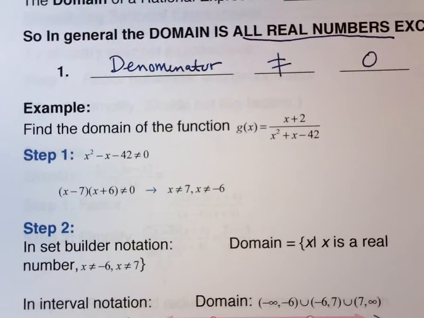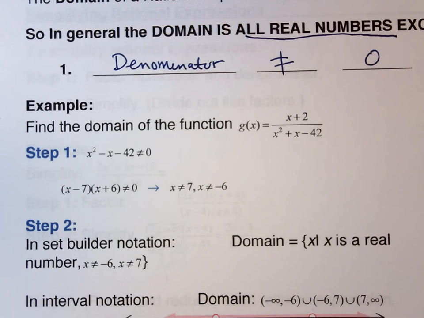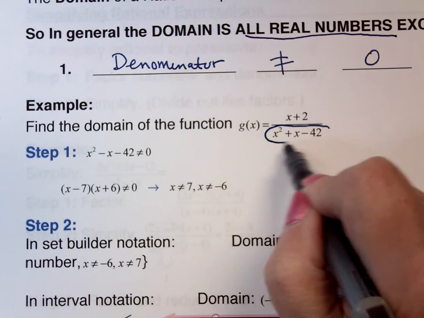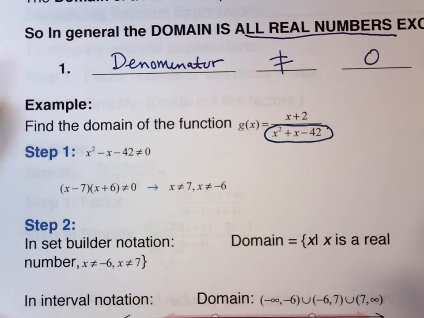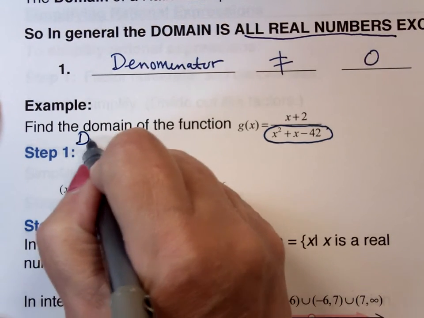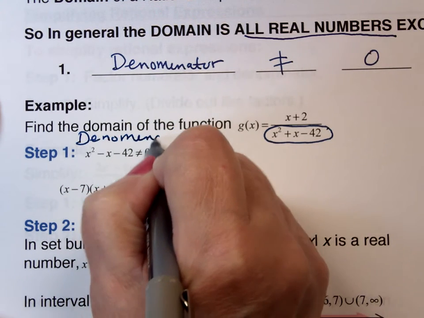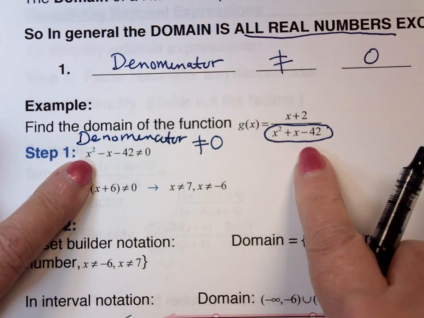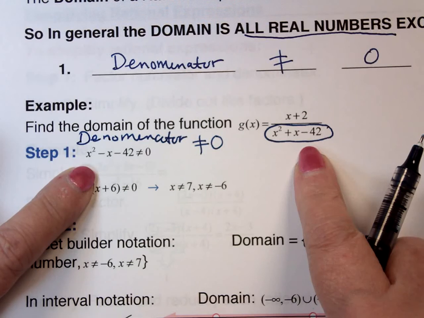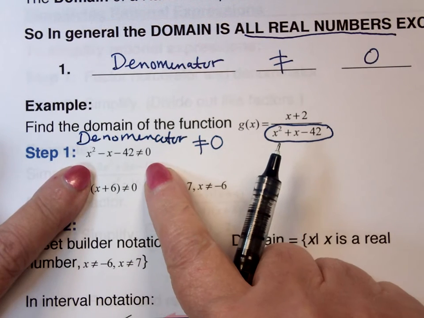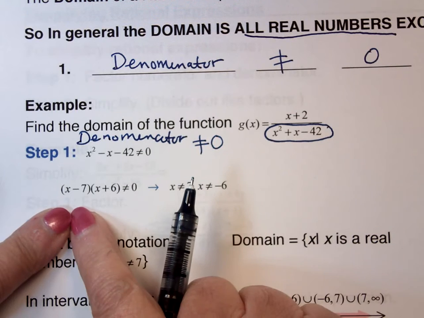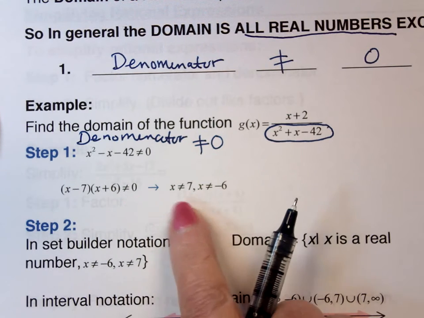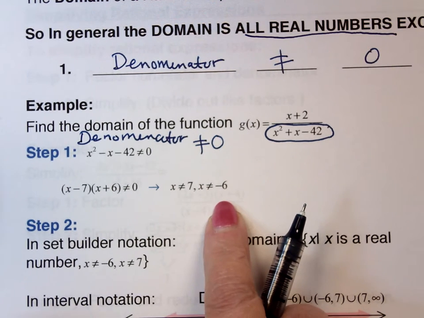Here's your example. I don't care what the numerator is; it can be anything it wants to be. It says find the domain of the function. Here's your denominator. The first thing I always say to myself is that the denominator can't be 0. The denominator is x squared minus x minus 42, and it can't be 0. That gives me the equation to solve. Factor: x minus 7, x plus 6, can't be 0. And it comes down to x can't be 7, x can't be negative 6.